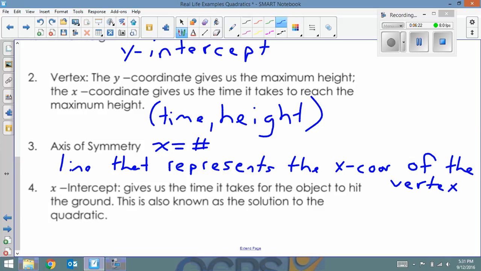And then the last thing, number 4 from our graph above, the x-intercept. It gives us the time it takes for the object to hit the ground. This is also known as the solution. We also call this the roots, the zeros, or the solutions to the graph. Typically there are 2 solutions, but in some cases there is 1, depending on what it's asking you to find.